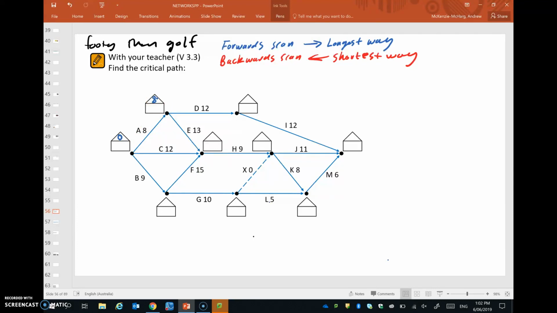Now, to get to this house here, or this vertex, we could go 8 and 13, or we could go along here for 12, or we could come this way and go 9 and 15 for 24. So the biggest one is 24, that way. The longest way is to go from here to here to get to that vertex. That's longer than going along here, which is only 12, or along here, which is only 21. So we'll put 24 in there.